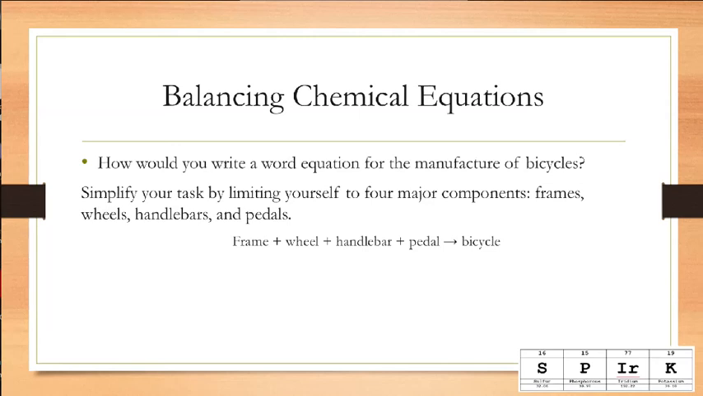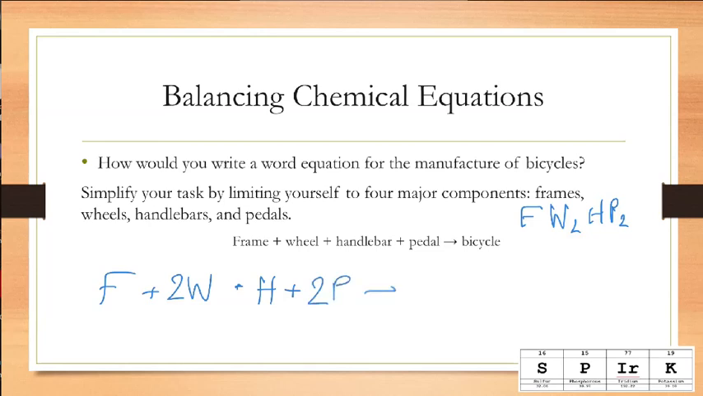So if we think about the equation of a bicycle and we add these things up, we know that a bicycle has one frame, which we'll say is F. We need two wheels, one handlebar, and two pedals. So that's what the equation of a bicycle is going to look like. If we write this equation, we have one frame plus two wheels, and that 2 is our coefficient. Two wheels plus one handlebar plus two pedals yields a bicycle.